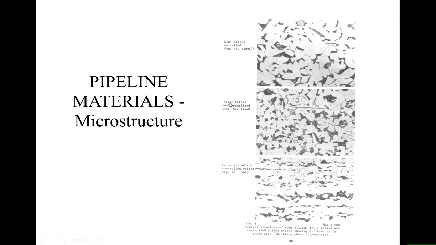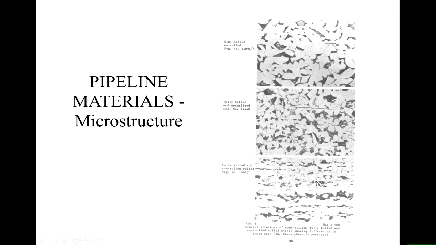So we go to the fully killed and normalized steel. Normalizing means that we heat to 900 and allow to cool in air. So that's a relatively fast cool, but it's not fast enough to make martensite. And what you can see then is the microstructure is actually the same, except the grains are smaller. And again, because this has been normalized, heat treated, it's a fairly random microstructure. You can't see the evidence of the rolling.